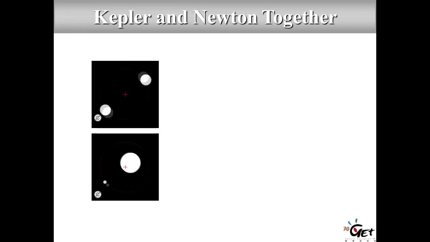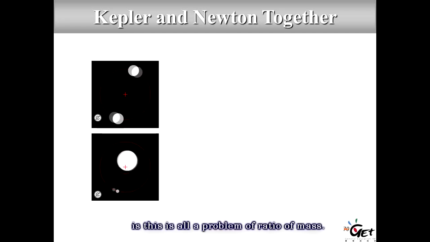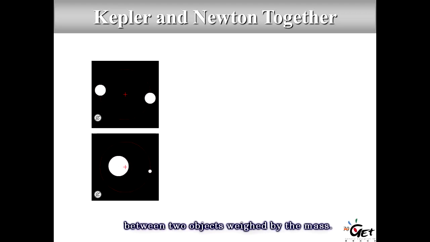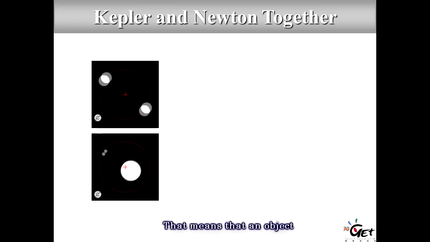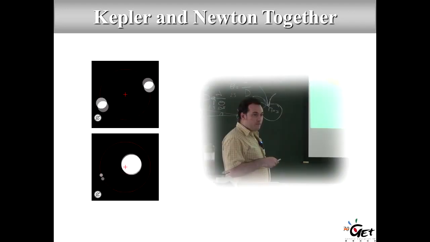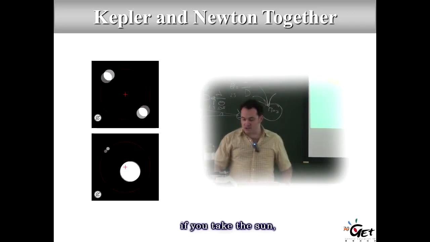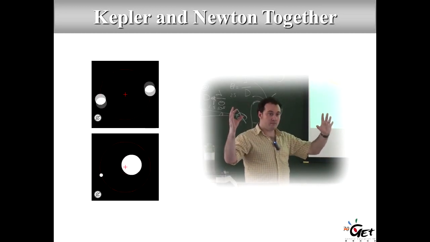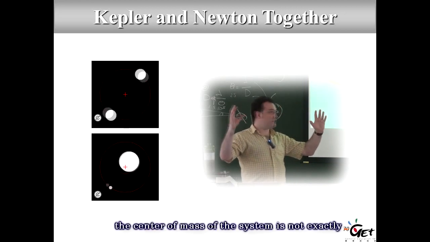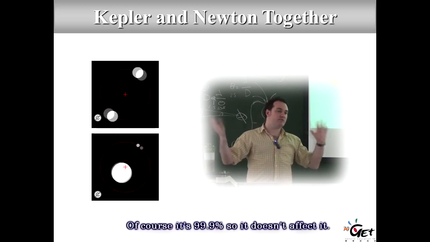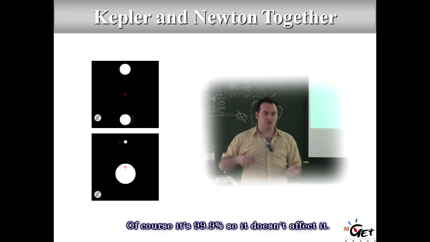So this is all a problem of ratio of mass. The center of mass is actually the average distance between two objects weighed by the mass. That means that if an object is more massive than the other, the center of mass will be closer to it. Okay? So actually, if you take the Sun and Jupiter, for instance, the gravity is acting on the two bodies. So the center of mass of the system is not exactly on the center of the Sun. It's slightly shifted. Of course, the difference of masses is 99.9%, so it doesn't affect it much.